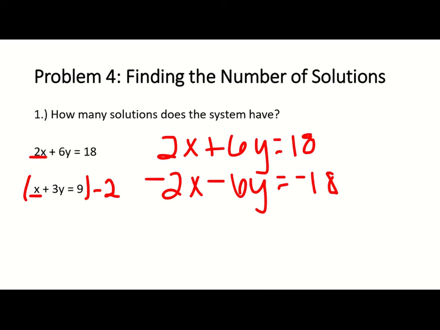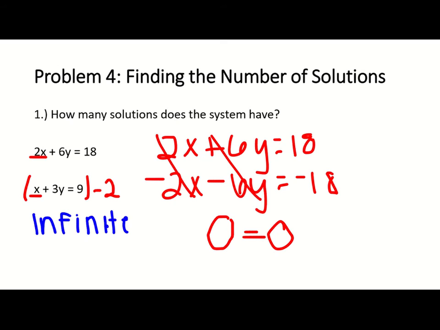negative 2. So the x's cancel out, which is what I wanted, but the y's are also canceling out. So when everything cancels out, we need to write down that means there's 0 on that side, equals 18 minus 18, 0. And if you remember, when you're left with a true statement, 0 does equal 0, we called that infinitely many solutions. So true statement left, infinitely many solutions.